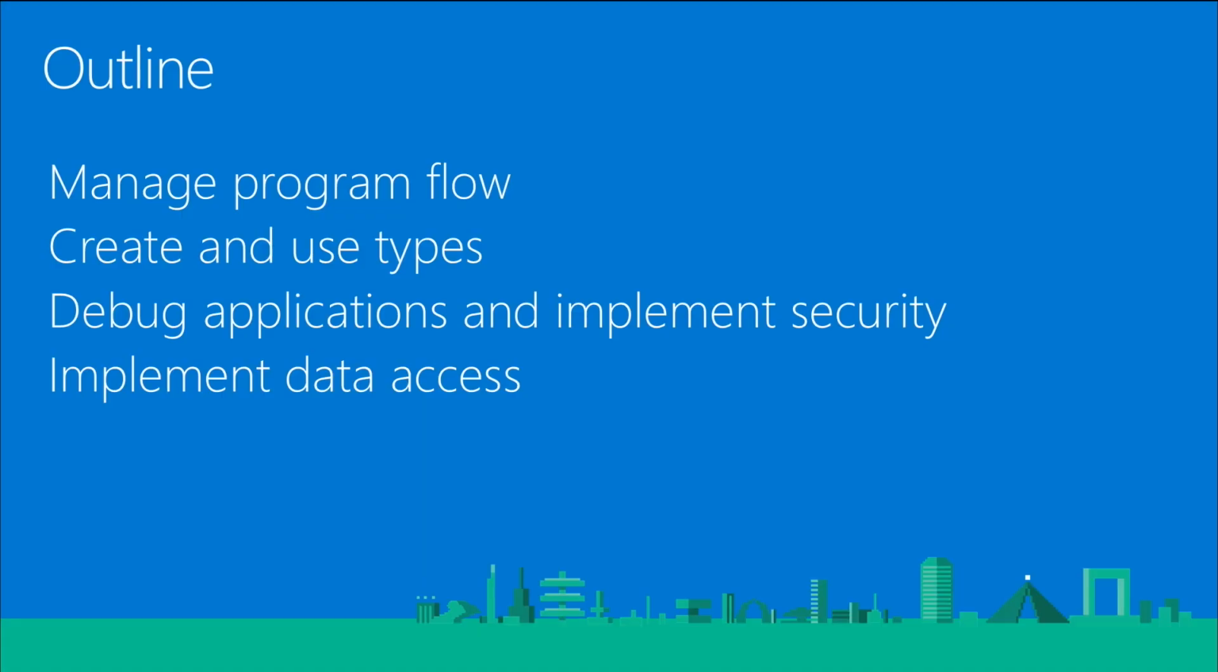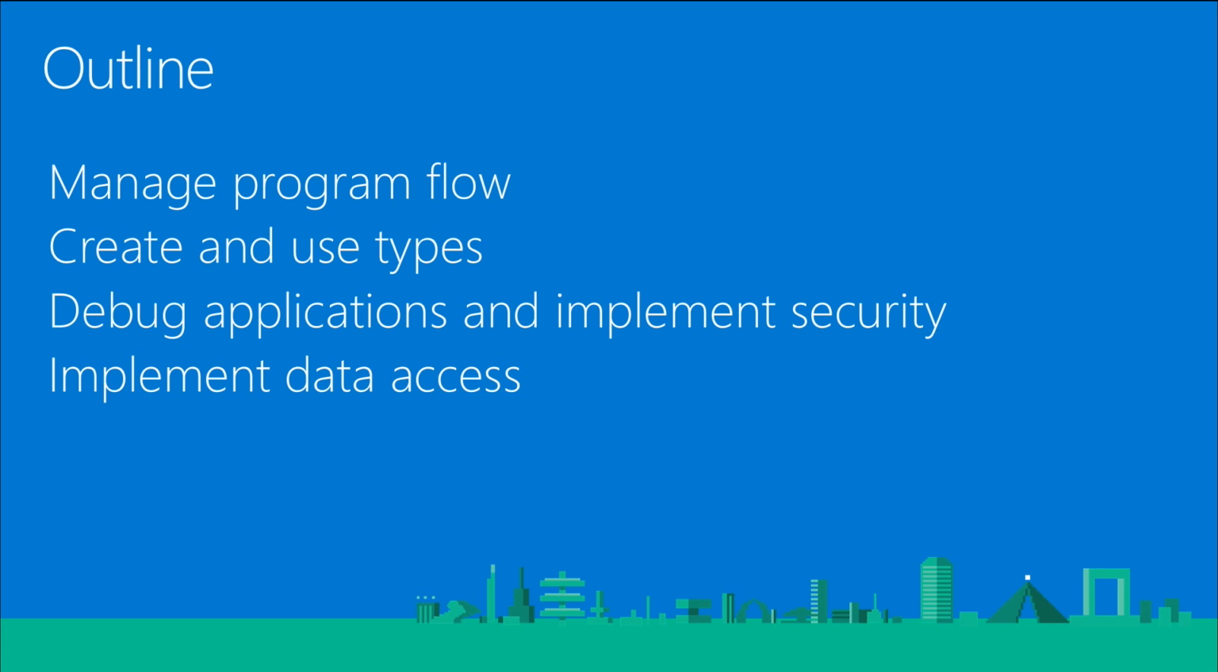So that's my goal here, and so that's what I want to dig into. The basic outline that we have is we're going to take a look at the 4 topic areas that are called out as part of the objective domain, which is manage program workflow, create and use types, debug applications, implement security, and then finally, last but not least, implement data access.